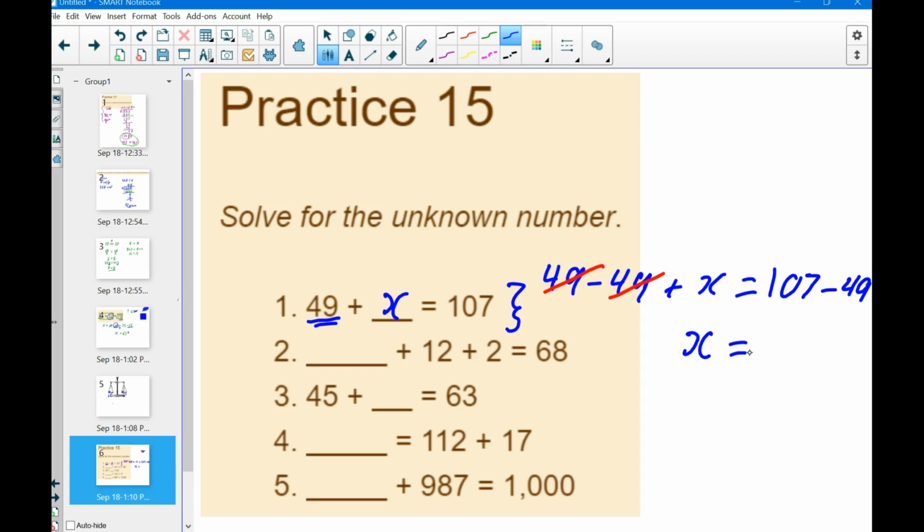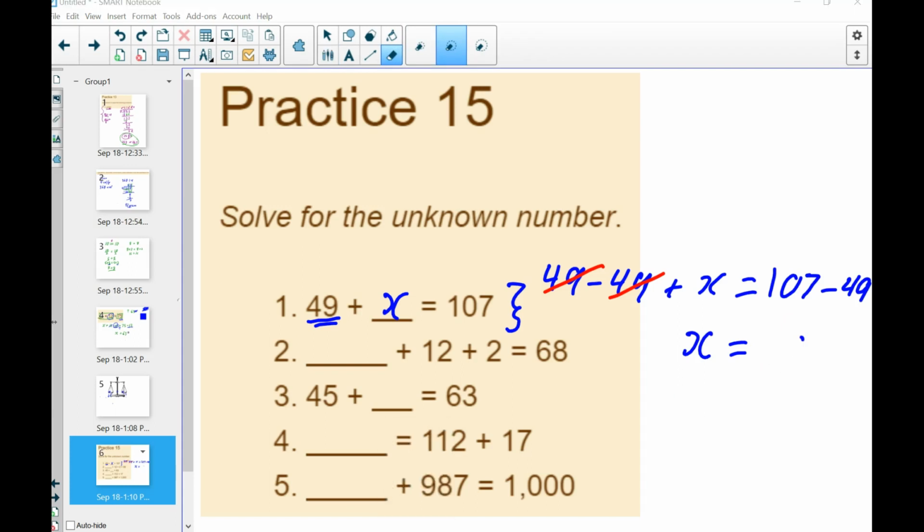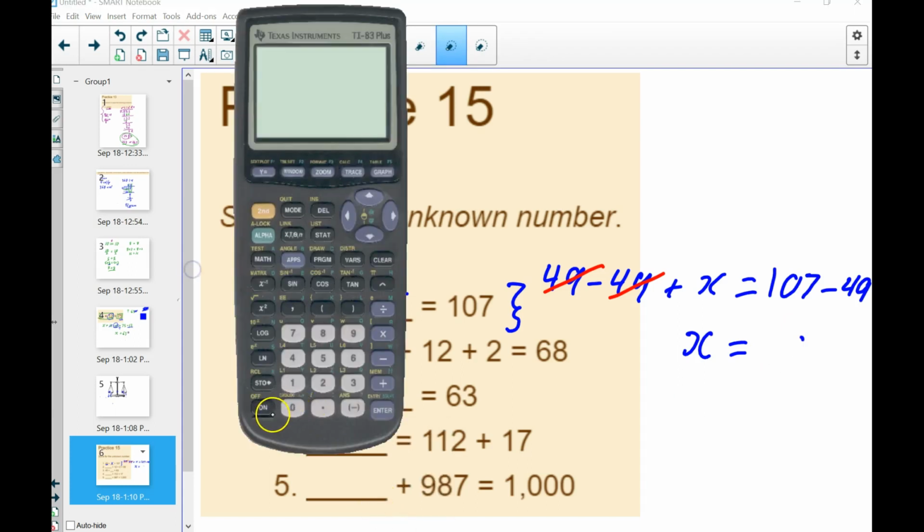Hmm. 52? Am I close? No. Let's cheat. My brain's tired. Here we go.